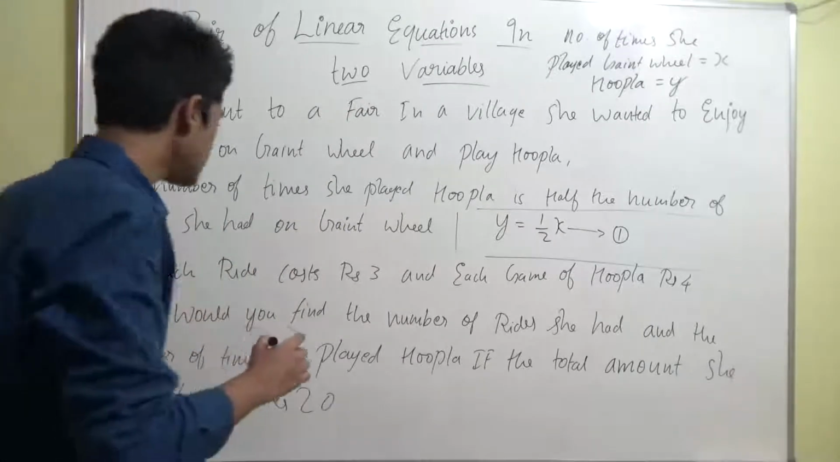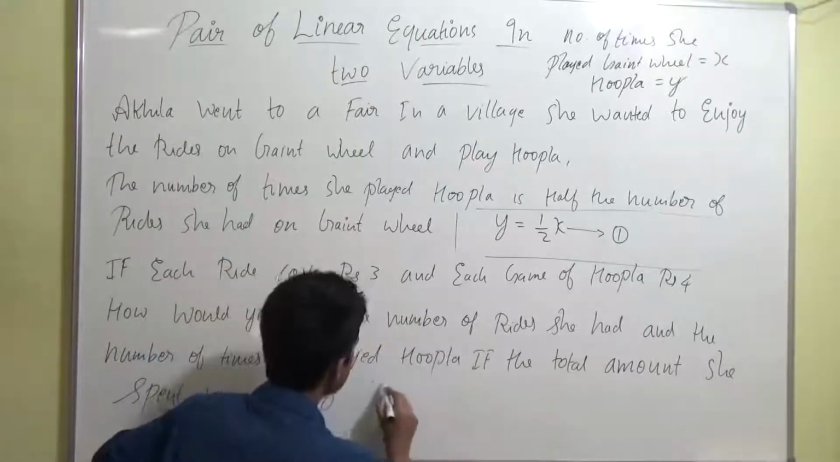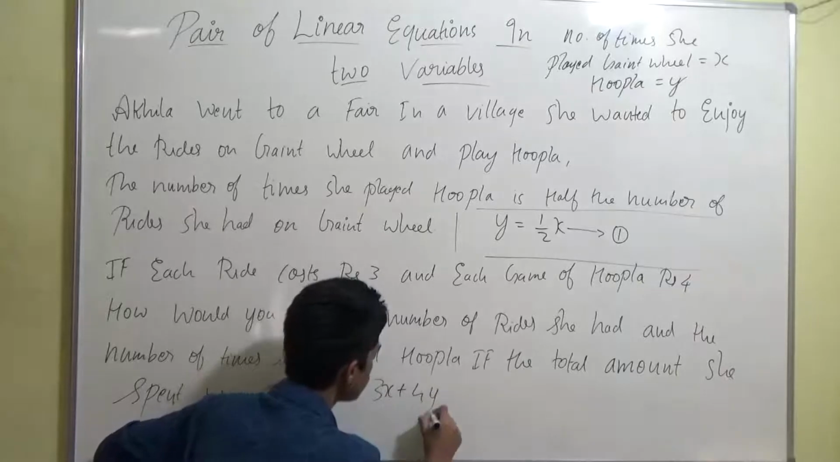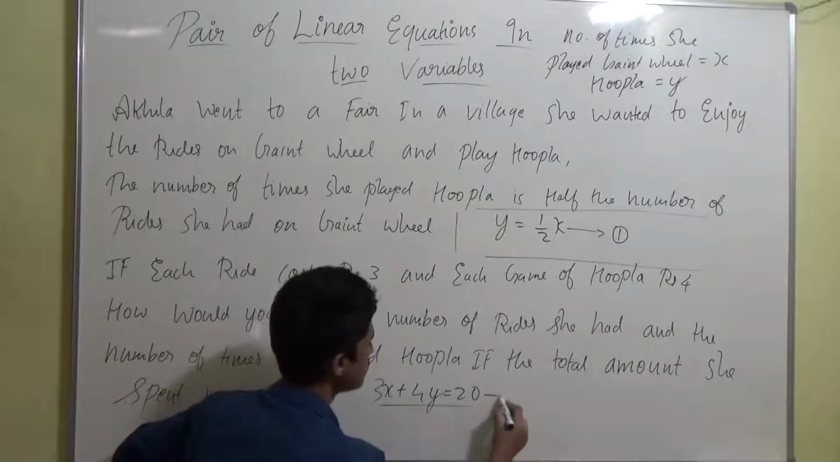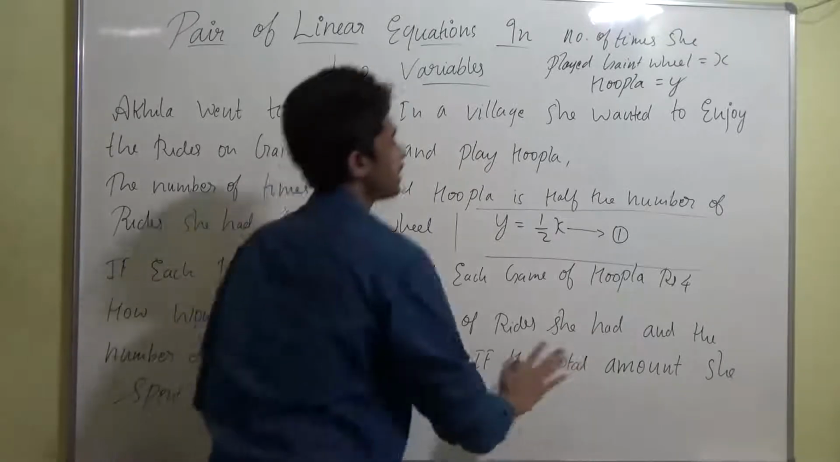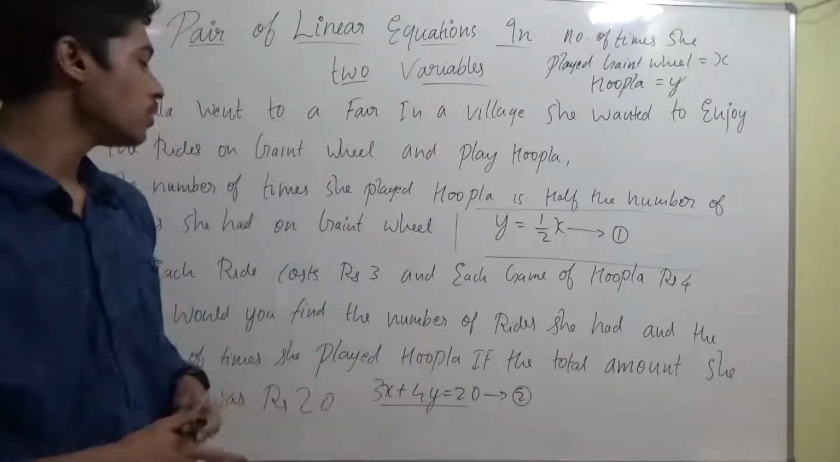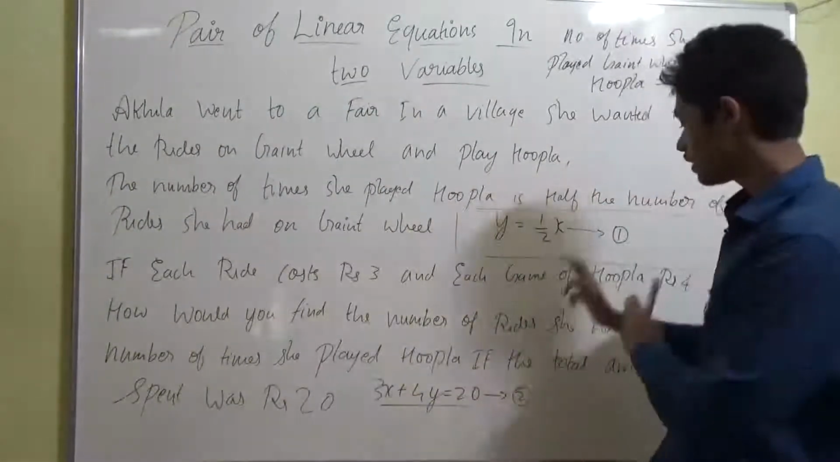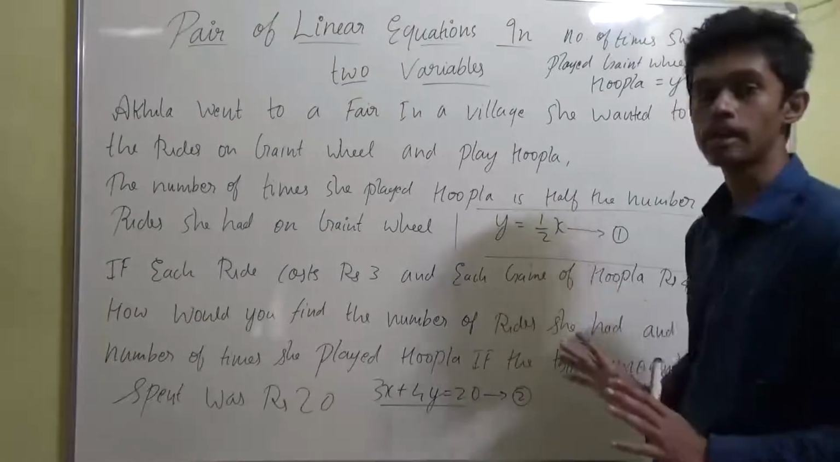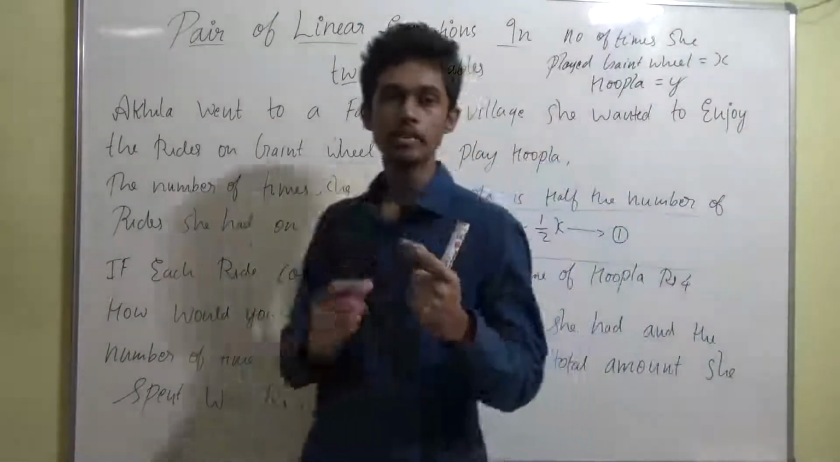So the second equation which you get is 3x plus 4y equal to 20, since the total amount is 20. This is the second equation which we formulated from the second condition. Now we have to solve these two equations to get the value of x and y. Finally, after solving, you will get the value of x and y, right?